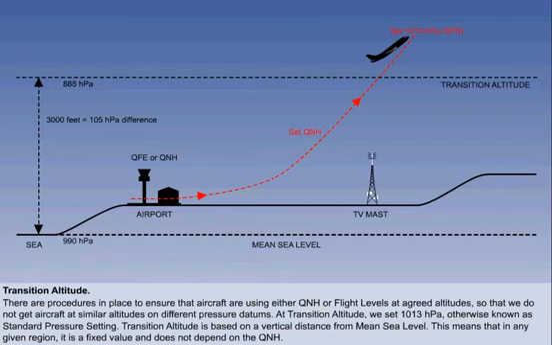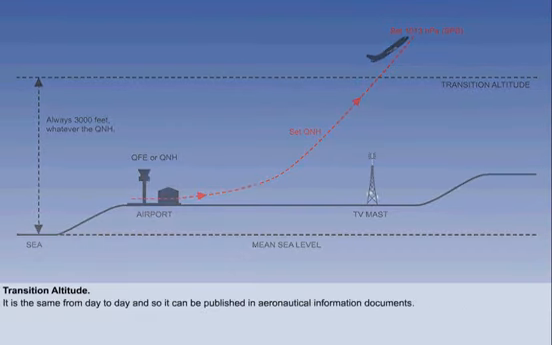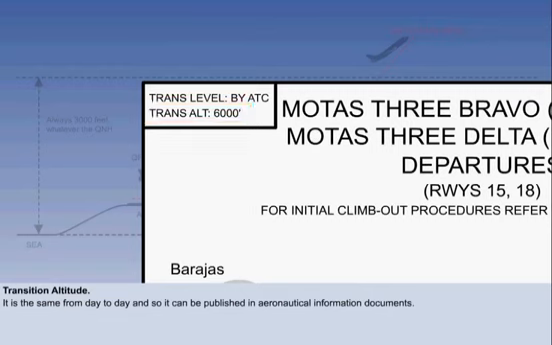However, if the surface pressure changes and QNH is now 990 and the subscale setting is set correspondingly, then the altimeter will sense 3,000 feet at a pressure of 885 hectopascals. This is still a difference of 105. Therefore, the vertical distance of the transition altitude from the surface does not vary with surface pressure. It is the same from day to day, and so it can be permanently published in aeronautical information documents.